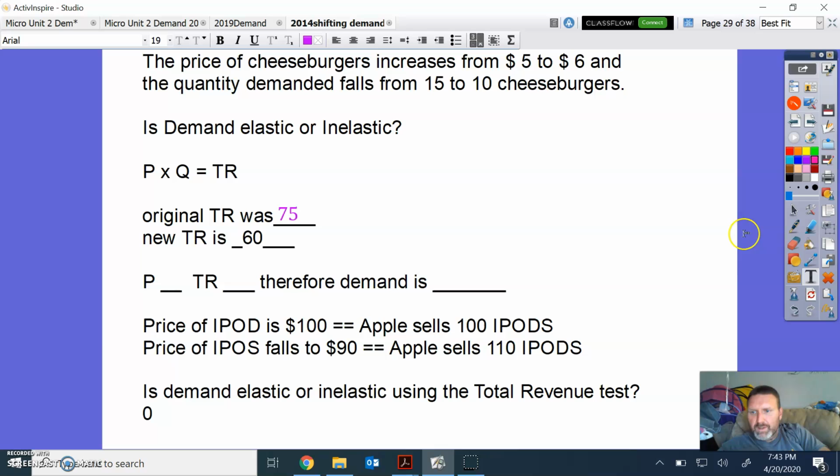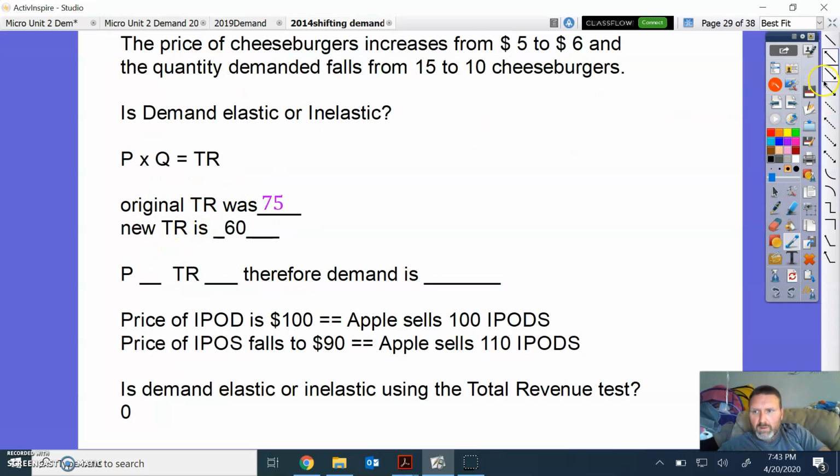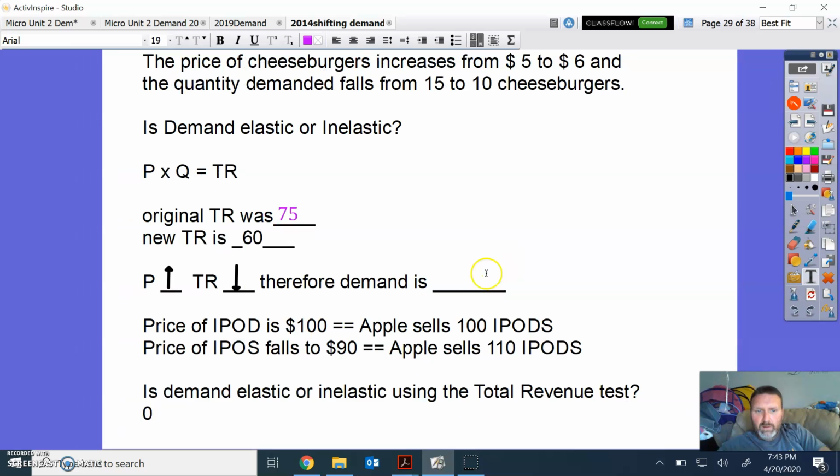Okay, so what happened to price? Price went from 5 to 6, right? So price went up. Total revenue went from 75 to 60, right? Well, guess what? Opposite arrows. Elastic, right?